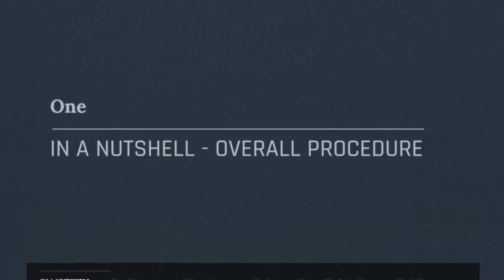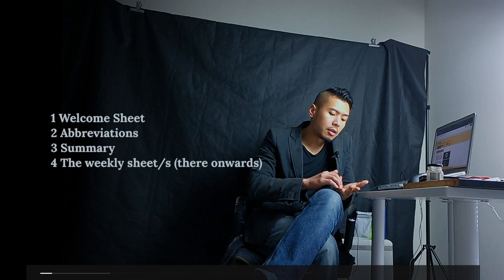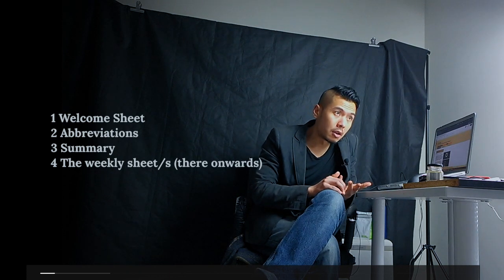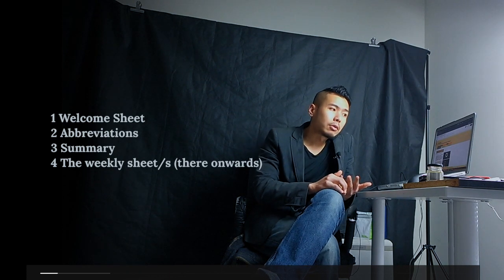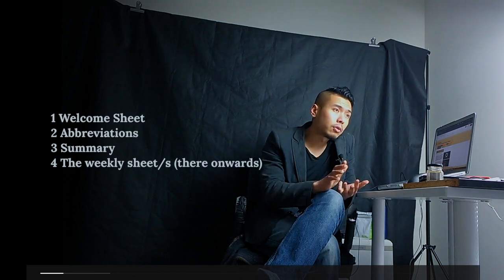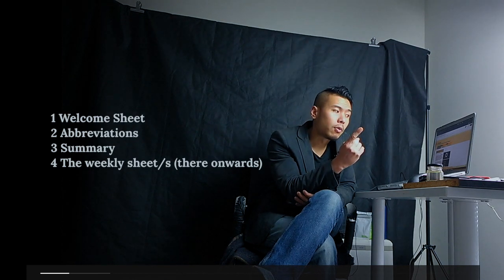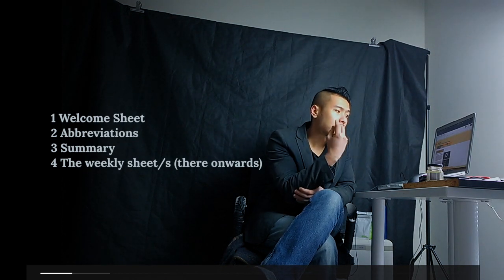So the entire self-journaling tool is actually composed of the welcome sheet, abbreviations, summary, and lastly the weekly individual Google Sheets, which account for up to 4 or 5 separate sheets, counting towards 1 monthly accounting period before that proceeds to the next month.